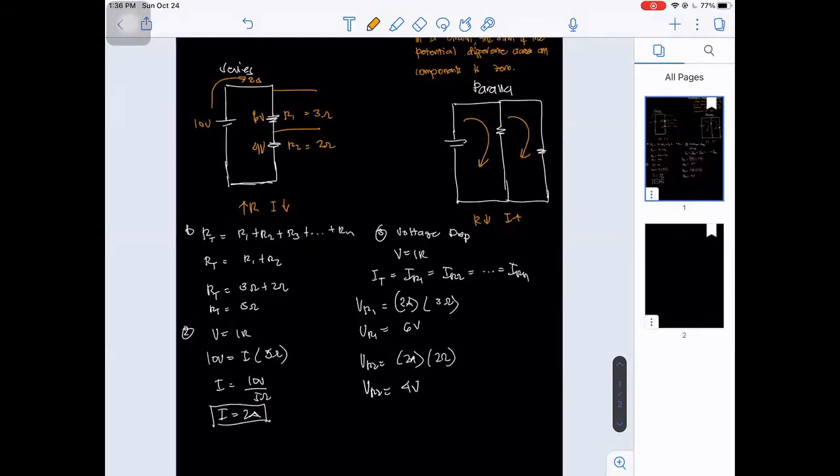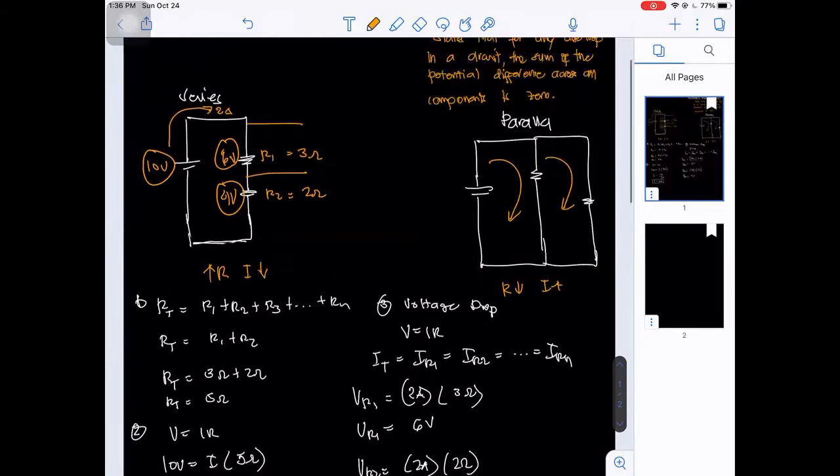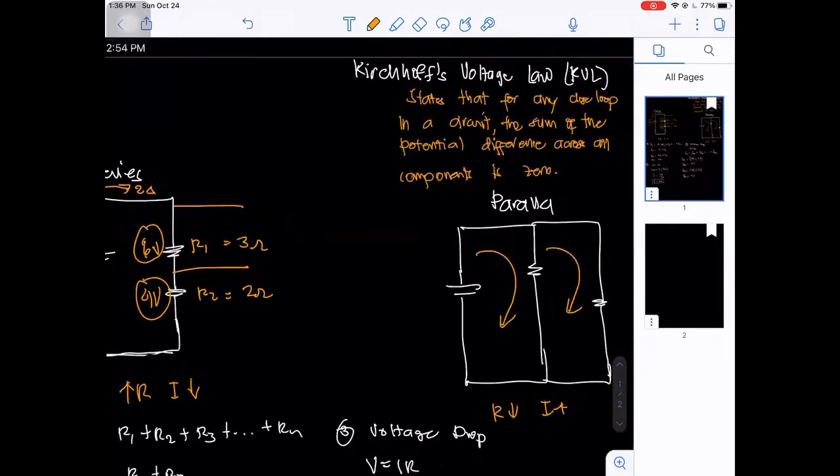Notice that the two voltage drops will add up to our applied voltage, which is 10 volts. So this 6 will add up to 10 volts. Actually, it satisfies Kirchhoff's voltage law. KVL states that for any closed loop in a circuit, the sum of the potential difference across all components is 0.